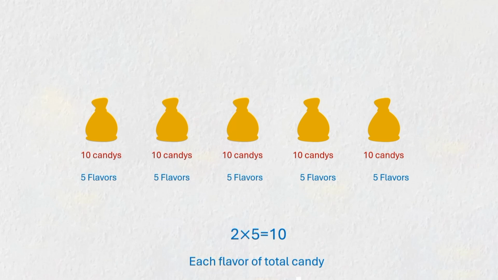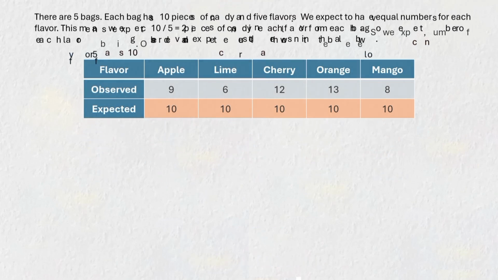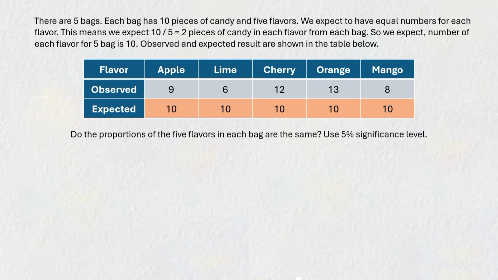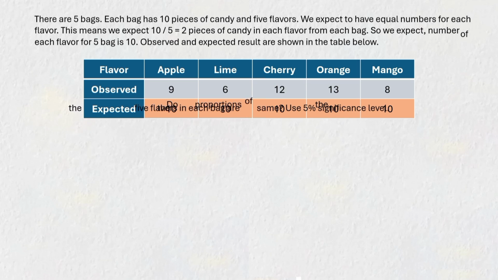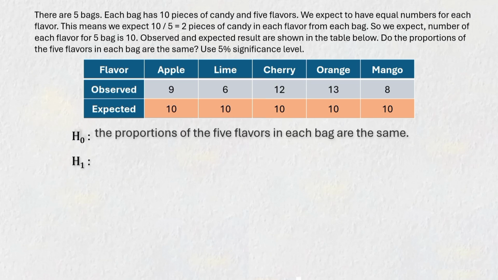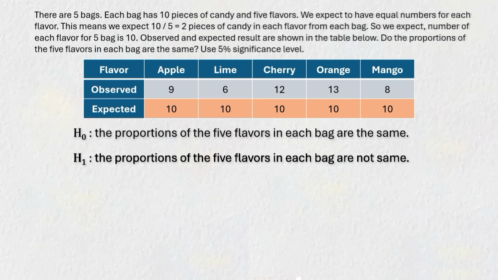For 5 bags, the observed and expected results are shown in the table below. Are the proportions of the 5 flavors in each bag the same? Use a 5% significance level. First of all, we need to state the null and alternative hypotheses. The null hypothesis states the proportions of 5 flavors in each bag are the same. The alternative hypothesis states the proportions of 5 flavors in each bag are not the same.